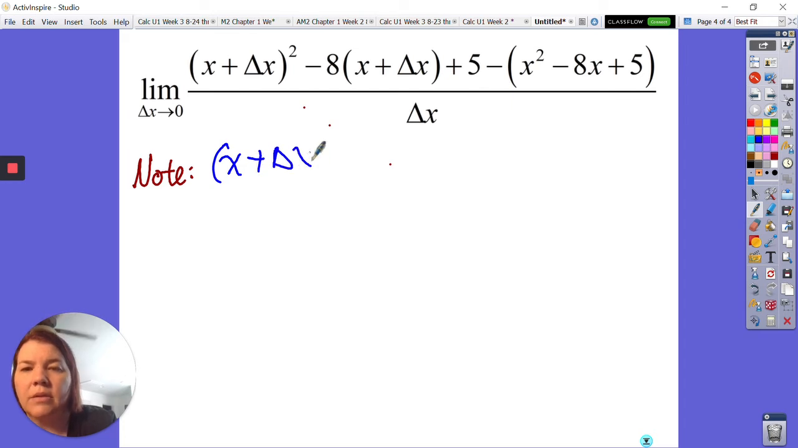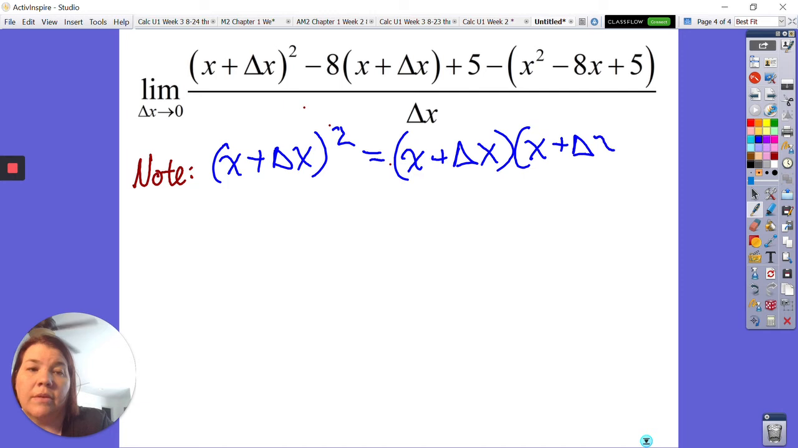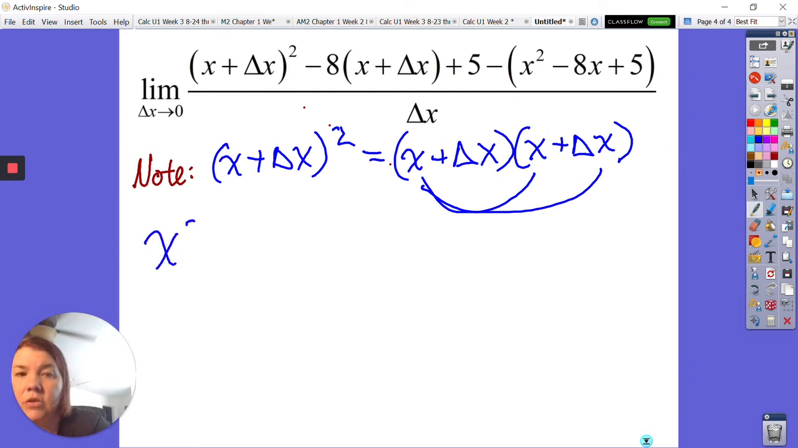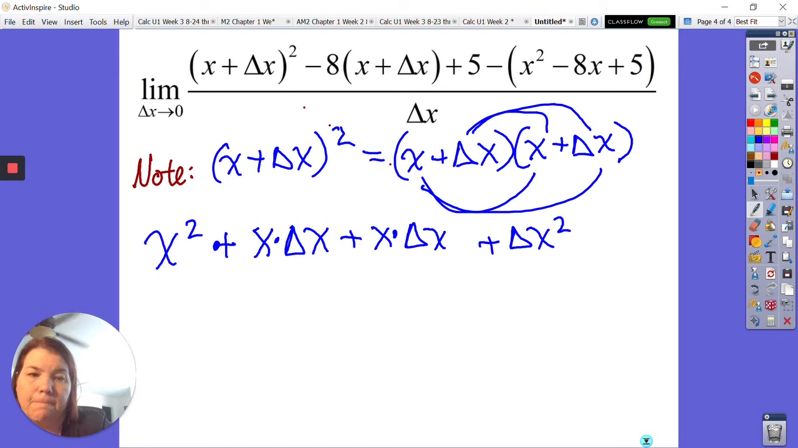(x + Δx) squared is equal to (x + Δx) times (x + Δx), because you're going to do this incorrectly, because every year, always, kids do this incorrectly and make their teacher crazy. So we have x squared plus x times Δx plus x times Δx plus Δx squared. Okay, so that's that beginning expansion.